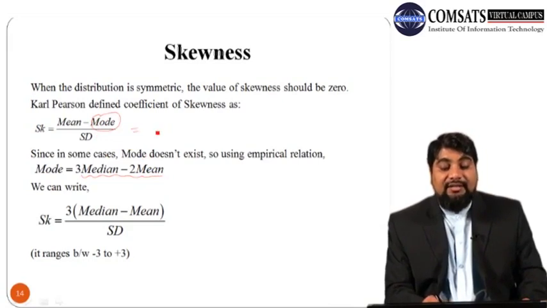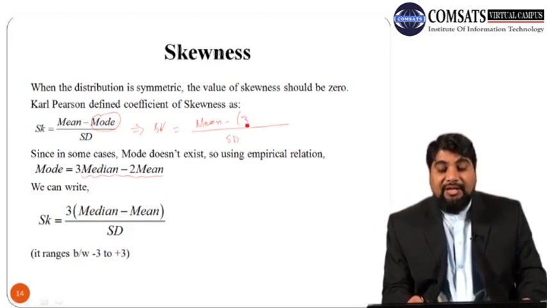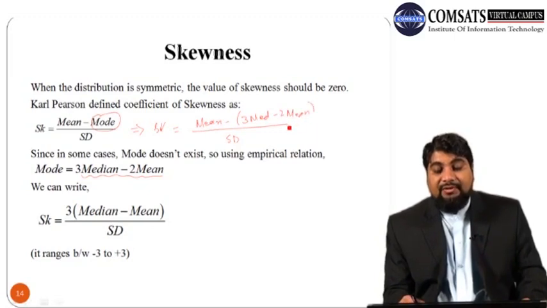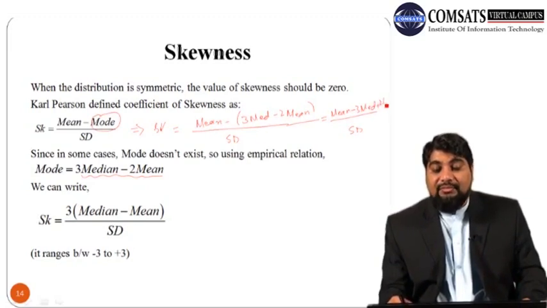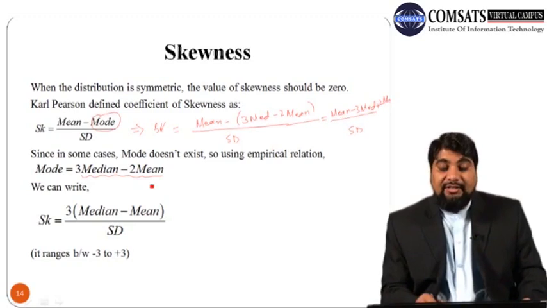So just replace this mode by this relation, 3 times median minus 2 times mean, here. So we can write skewness as: this SD as it is, here we have mean minus, instead of mode, replace this formula, so we have 3 times median minus 2 times mean. So just open the parenthesis, so you can see that we have this SD as it is, this mean as it is, so this minus 3 times median, and this minus into minus plus 2 times mean. So 1 times mean plus 2 times mean, we get 3 times mean.